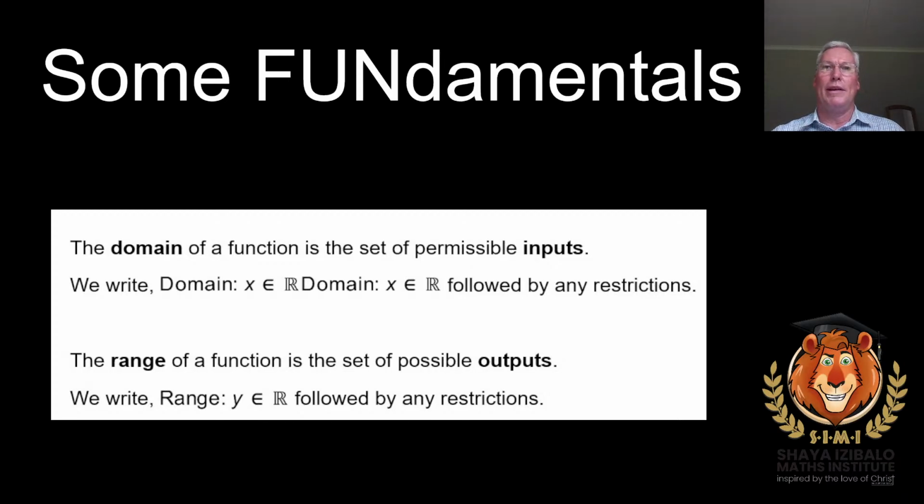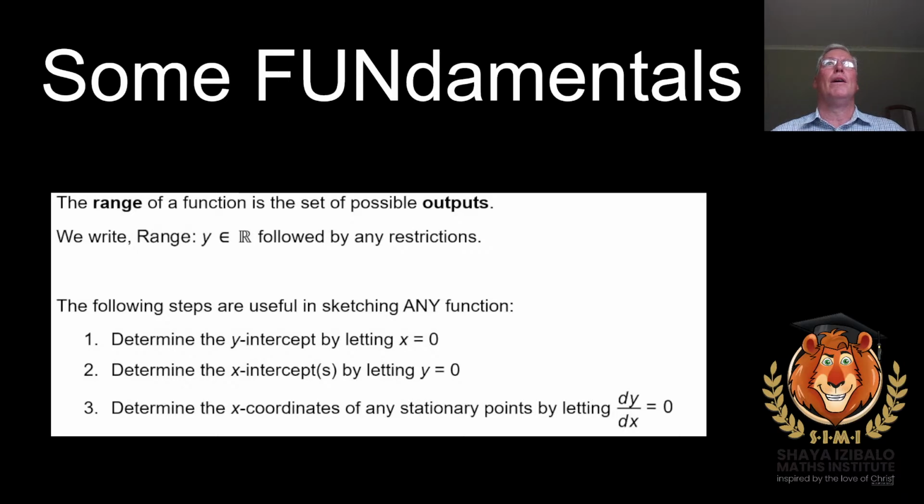and range y is an element of R followed by any restrictions. The next thing, which is really, really important: if we want to draw a function, we can always find a y-intercept by letting x equal naught. We can find our x-intercepts, there might be more than one, by letting y equal naught. And then the x coordinates of our stationary points by letting our gradient be naught, dy by dx equals naught. So although we're doing functions, we might well end up doing a little bit of calculus as well.